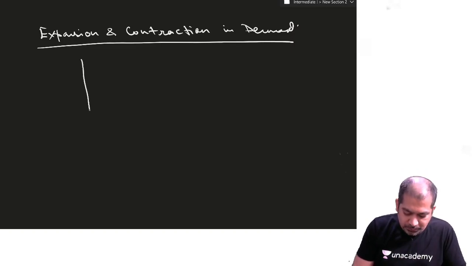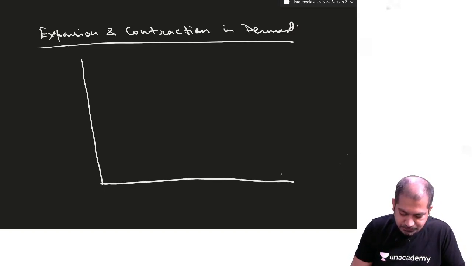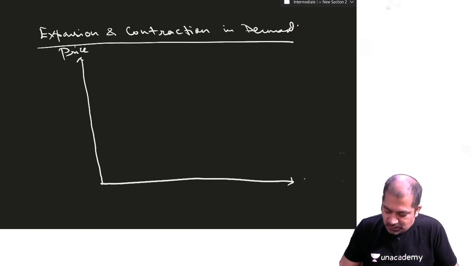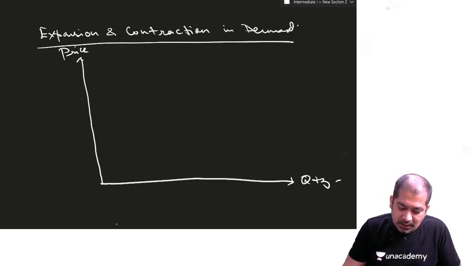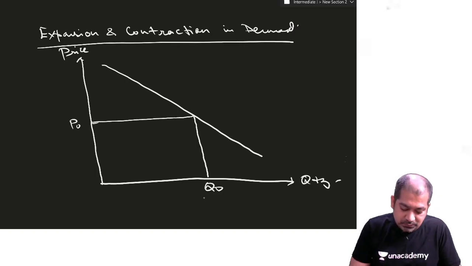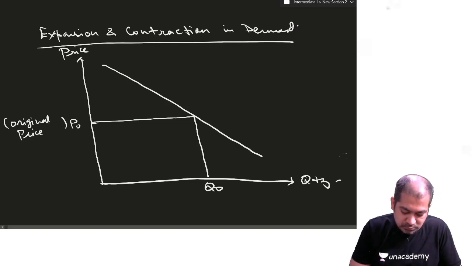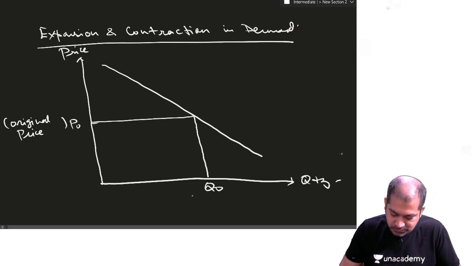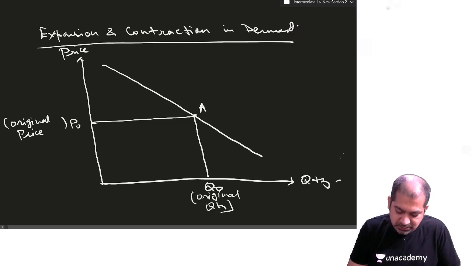So let me draw a demand curve here first. You see, if this is the price along the y-axis we take, and this is the quantity along the x-axis, and if we draw the usual downward sloping demand curve, and if we take P0 as the original price and Q0 as the original quantity, and let's mark this point as A here.